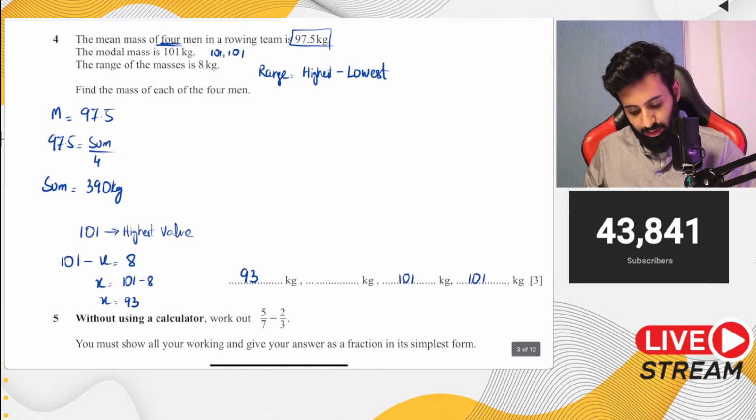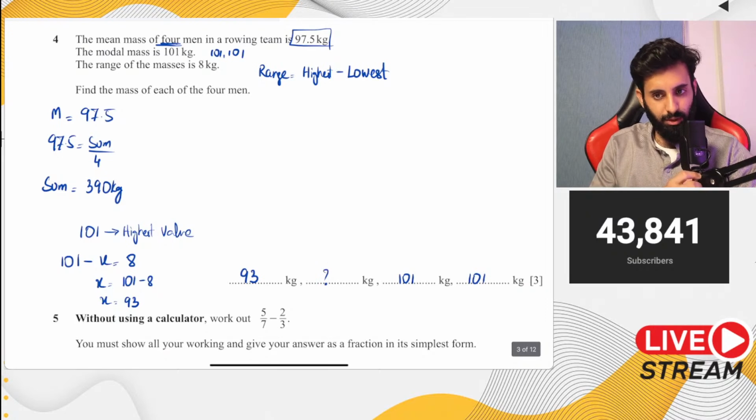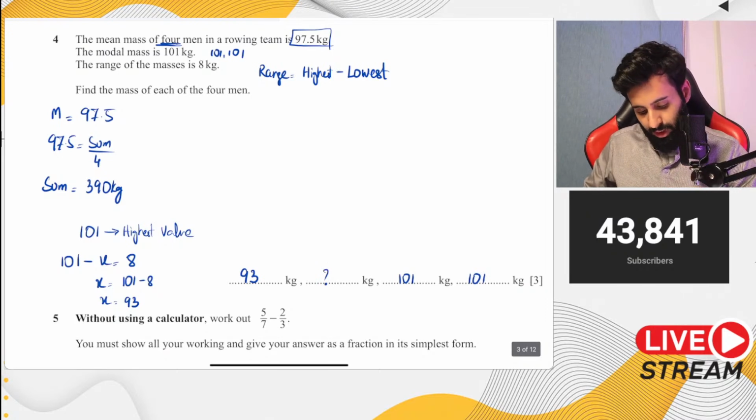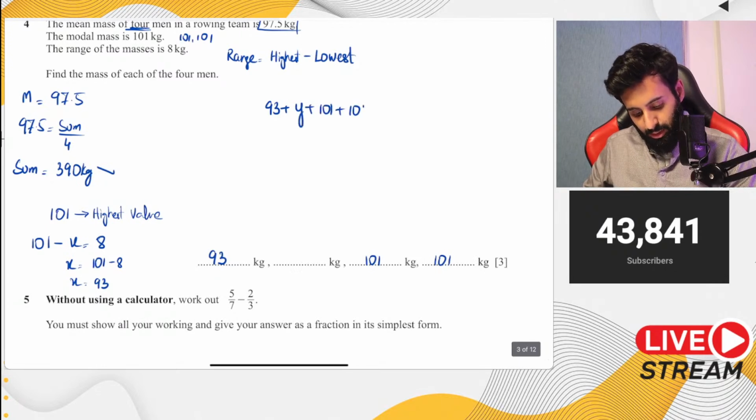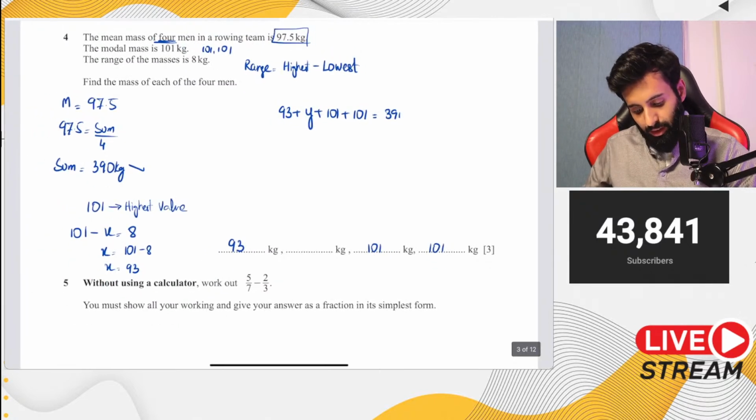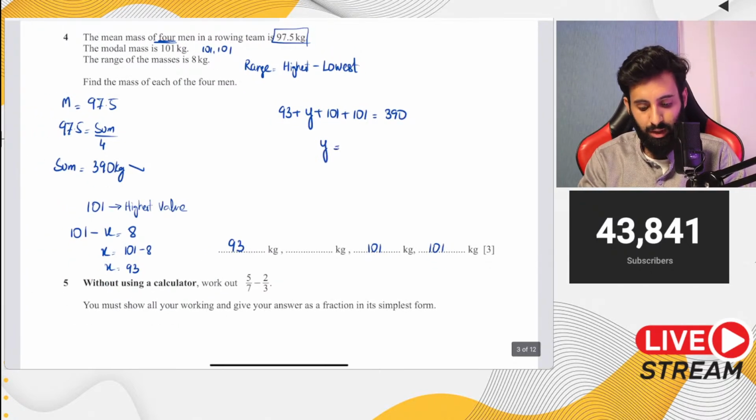Now what about the mass of the missing person? What are we going to do for that? Well, we know what the mean is, right? And through the mean we know what the sum is. So 93 plus, let's call this y, 93 plus y plus 101 plus 101 equals to what? Equals to the total, which is equal to 390. And with this, we can work out the value of y. So 390 minus 101 minus 101 minus 93. So we're looking at 95.